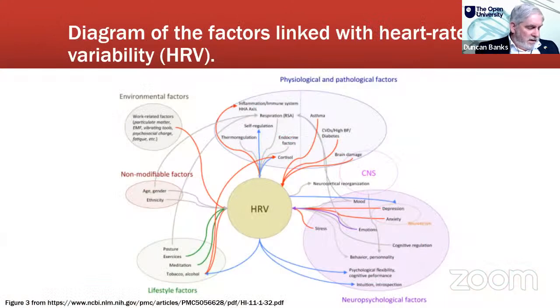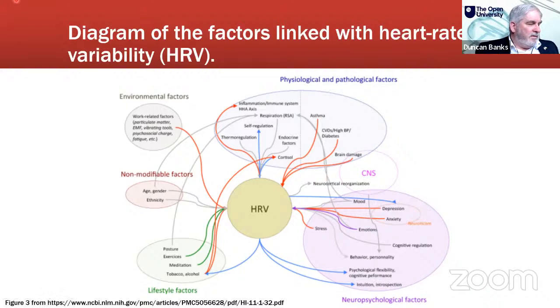So in this diagram, these are things that affect the heart, either directly or indirectly. You're not supposed to be able to read the slide. And the reason I put this slide up is that it shows you the huge number of things that affect heart rate in one way or another. So you have, let me just put a pointer on.